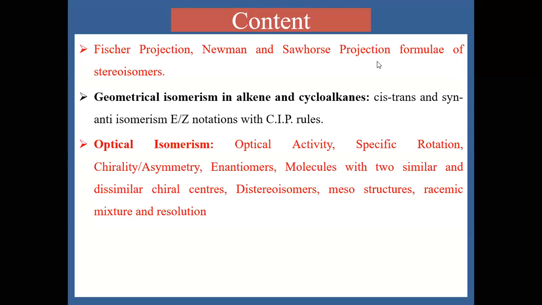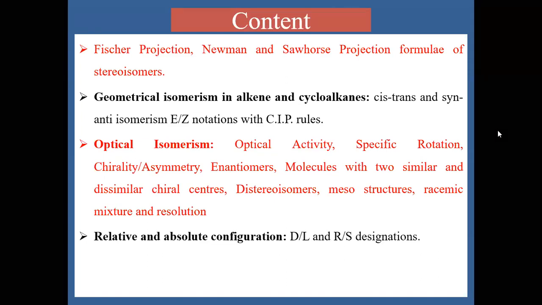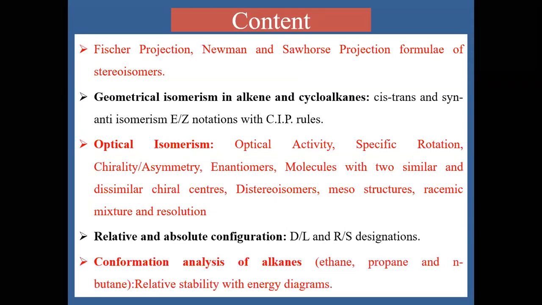In optical isomerism, we have optical activity, specific rotation, chirality, asymmetry, enantiomers, molecules with two similar and dissimilar chiral centers, diastereomers, meso structures, racemic mixture, and then resolution. Then we have relative and absolute configuration. Here we are going to study nomenclature of stereoisomers, DL nomenclature and RS nomenclature.